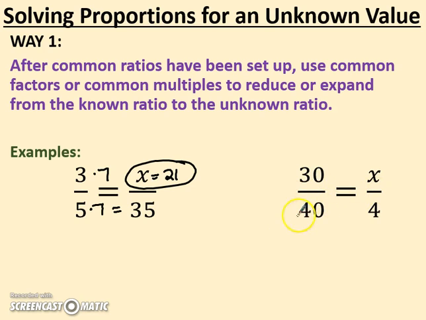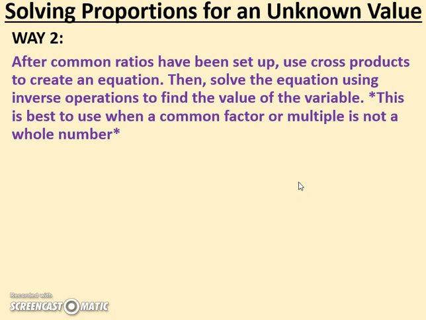In this example, the knowns are also on the bottom. 40 divided by 10 is 4, so 30 divided by 10 is 3. So x has to be 3. Way 1 only works though if you can find the multiple or factor that will convert you between the two. Way 2 is better when you cannot find that. So here's how way 2 works.